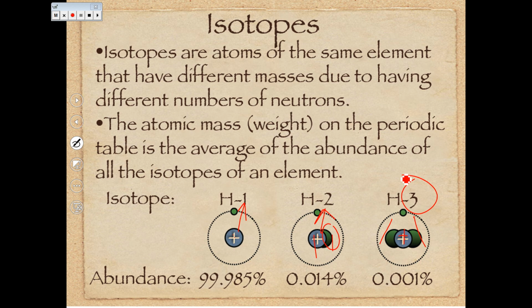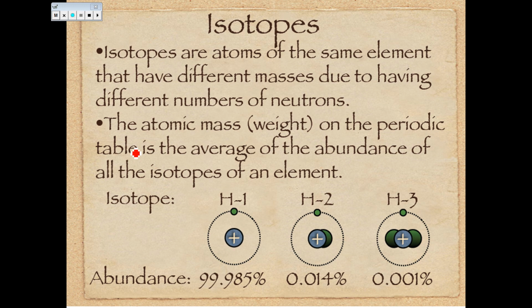The abundance on the bottom tells you the number of isotopes in nature that have that mass. So 99.985% tells you that in a sample of all hydrogen atoms, 99.985% of them will have a mass of 1. 0.014% of hydrogen atoms have a mass of 2 AMUs, and 0.001% of hydrogen atoms would have a mass of 3. So the number on the periodic table is a relative weighted atomic average of those 3 isotopes.